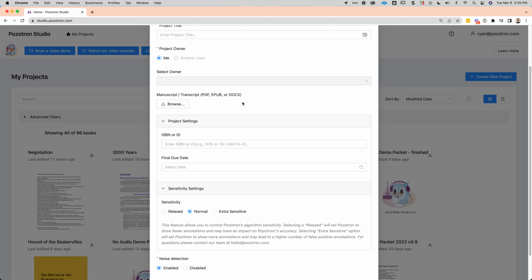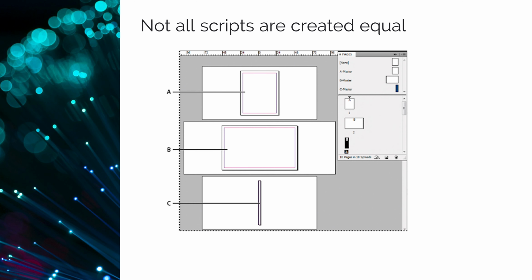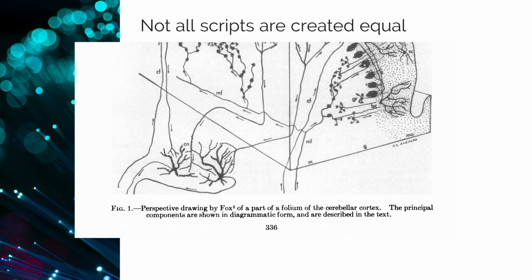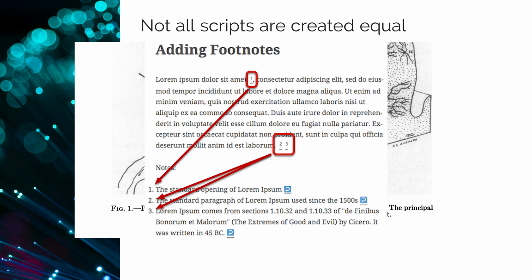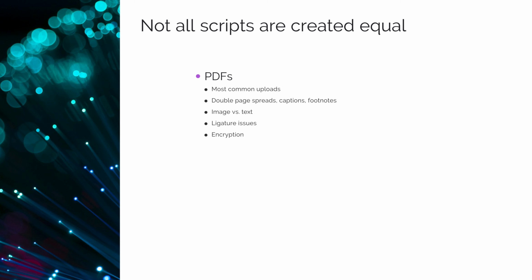Now back to the idea of the manuscript itself. Not all scripts are created equal. PDFs are the most common things that we get uploaded. Some things to be aware of, though. If you have double page spreads, captions, or footnotes, you should be aware of how Pozotron reacts to those. It might not be what you expect. If you ever run into any problems during your proofing process because of these things, let us know right away, and we'll either fix it or show you how to.